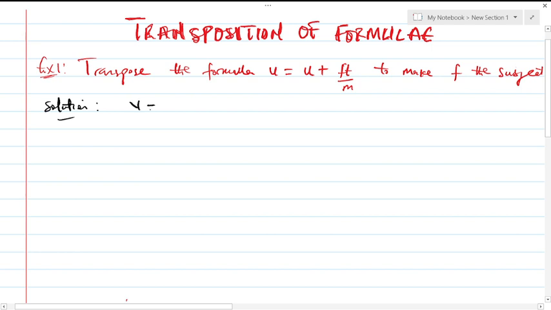V equals U plus FT over M. Now to make it simple, let me take my U to this side. I'm going to have V minus U equals FT over M. Since it is F I want to make the subject, I have to cross multiply so that this FT can stand alone. Then I'm going to have M bracket V minus U equals FT.